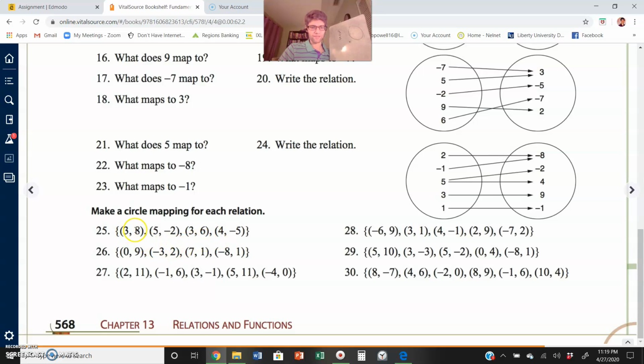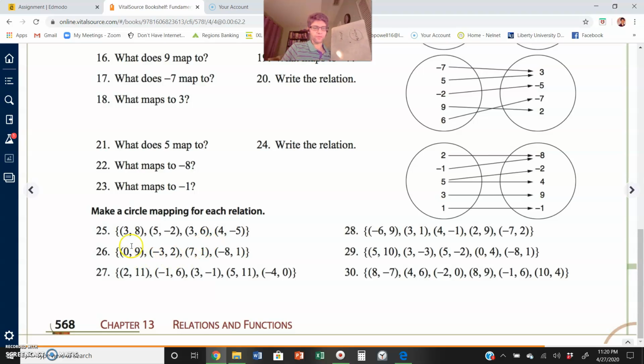Let's do it with the y's. We have an 8. We have a -2. We have a 6. We have a -5. So let's put it smallest to largest. We have -5, then -2, then 6, then 8. Okay, we'll erase that. Now we have to map them.